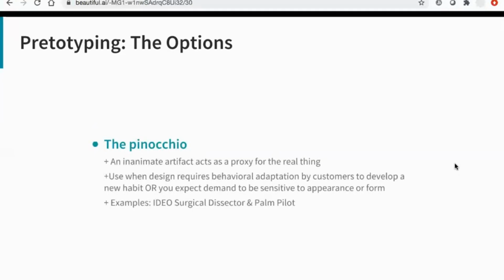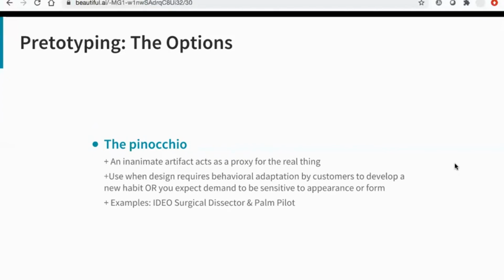Another example would be a Pinocchio. This is when you use an inanimate artifact that acts as the proxy for the real thing. So when your design requires some sort of behavioral adaptation, or you expect the demand to be sensitive to the appearance or the form of the product, this is a really good one to do. Two examples are the IDEO surgical dissector and the Palm Pilot.